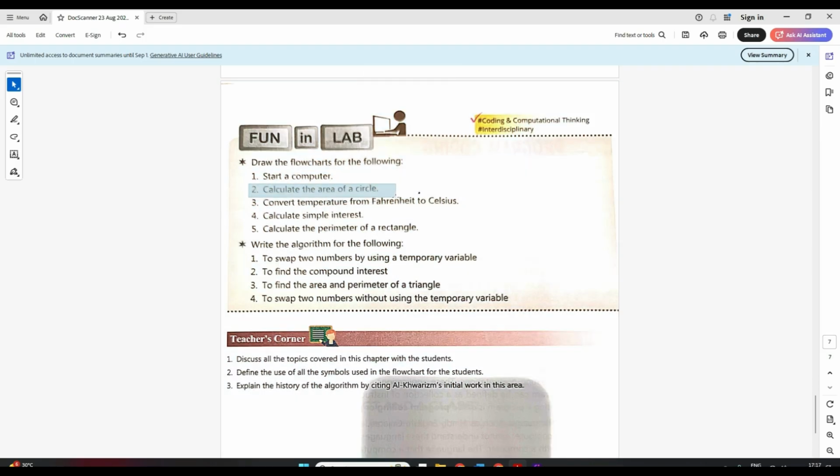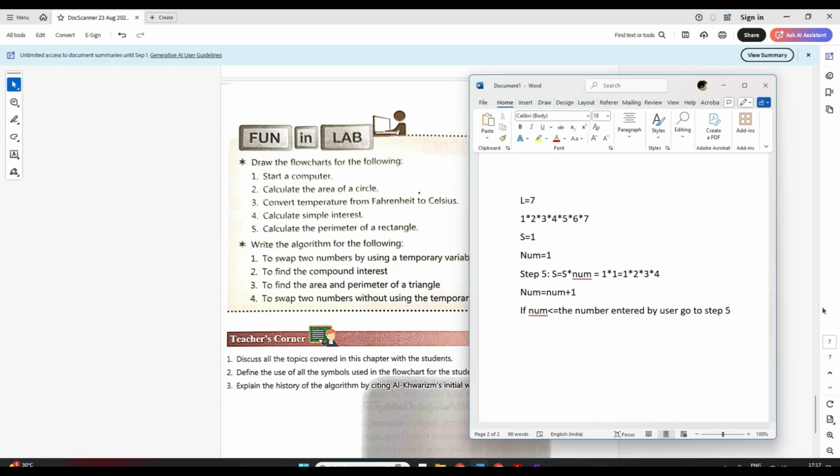Now calculate the area of a circle. You know what is the area of a circle, right? The formula is pi r square, I remember. So you have to input the radius from the user. So your one input will be radius, correct? You will input the radius, so that will be in your input output box. And then processing will be pi into r square. So it will be the pi value, 3.14, into r into r. R is your radius which you have inputted from the user, correct?